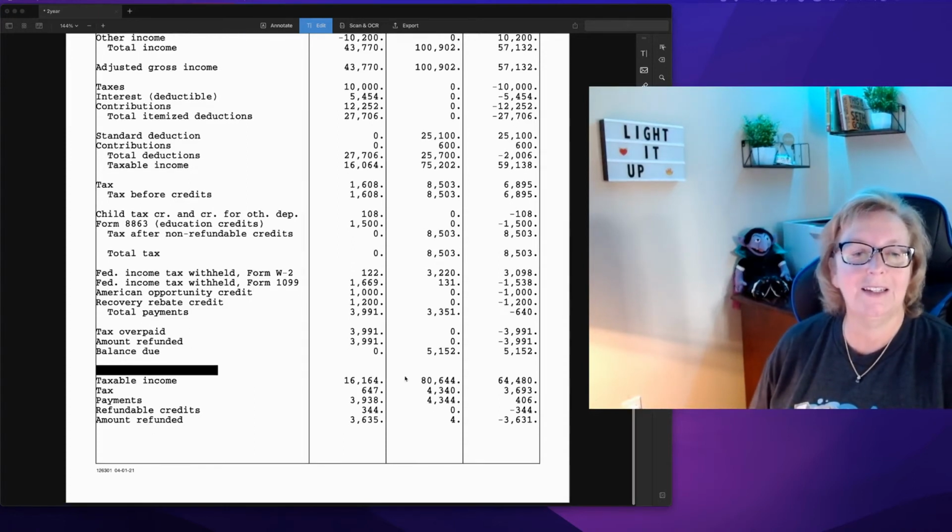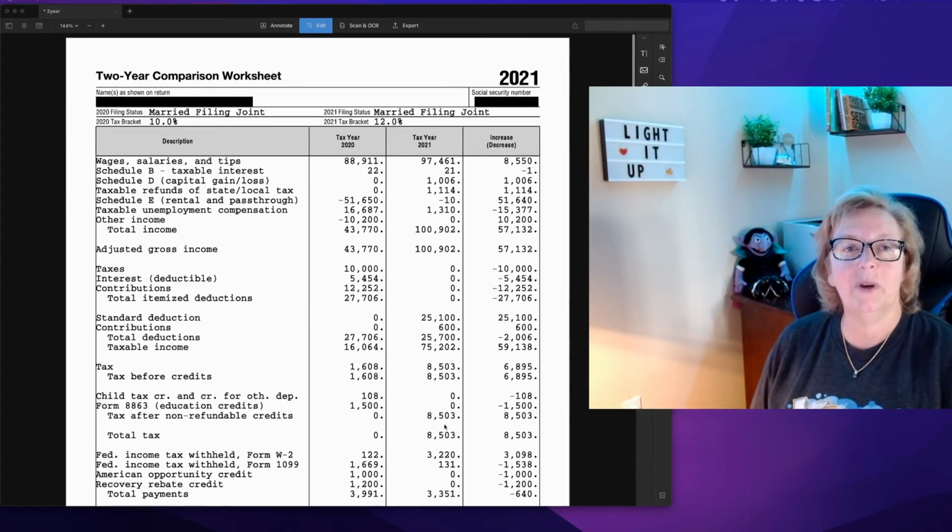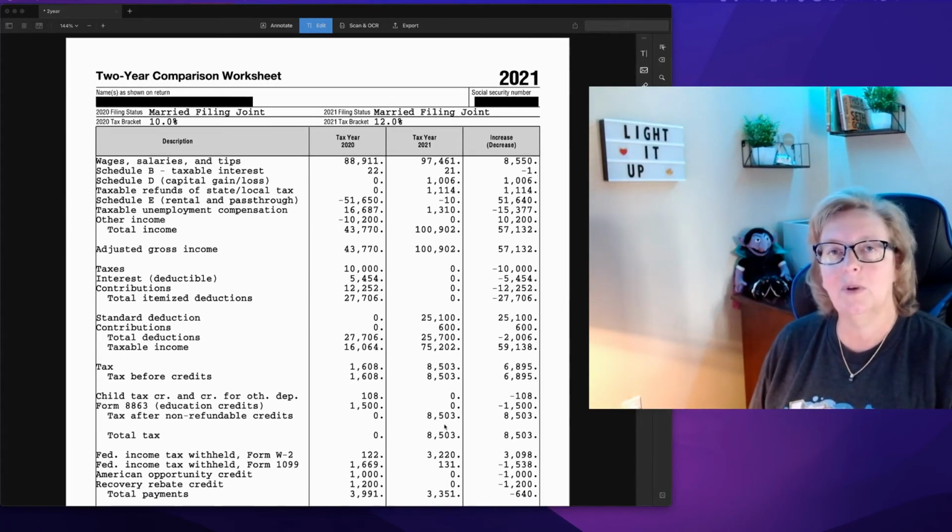We also have the state tax indicator down here. Again, they were due back a refund of $3,600 in the prior year. This year, not so much. They get $4. So take a look at your 2-year comparison. This is going to tell you the big picture story.